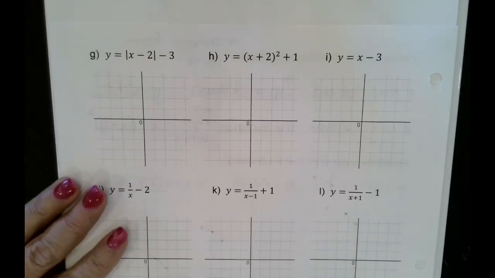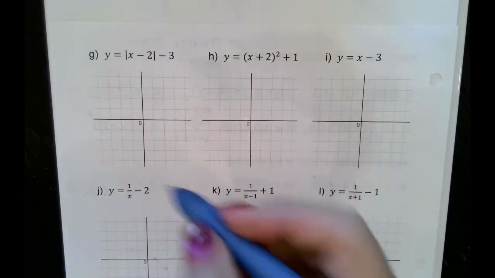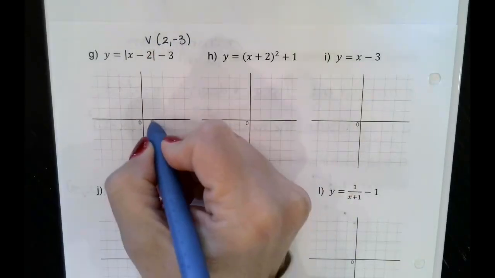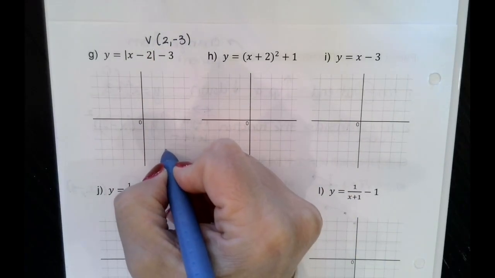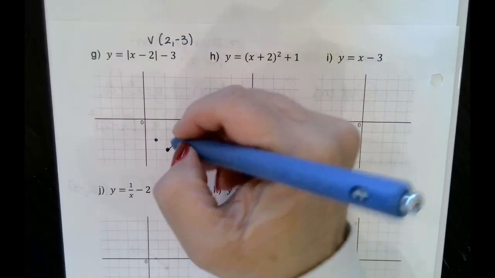We've got our absolute value. We've done this already, but as you see, I'm going to mix them all up here. So here my vertex becomes 2, negative 3. So 2, negative 3. I know that my parent function here is a v, so these are my 2 points.